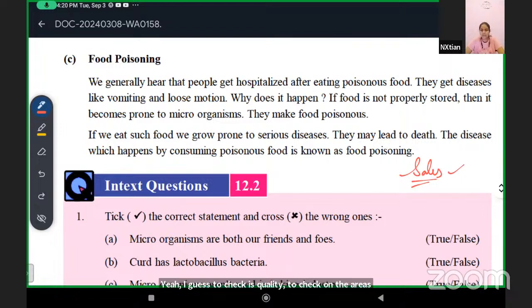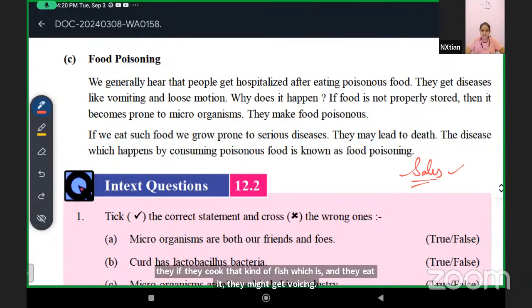Okay, so what I was telling, yes, I was telling that various foods also cause food poisoning. Like suppose some fish is there. Okay, particular kind of fish. Some we can eat, but some kinds of fish are there which are poisonous, which we cannot eat. But in other countries, yeah, if they cook that kind of fish which is poisonous and they eat it, they might get food poisoning. Okay, that is there. Some food, some crabs, some fishes.